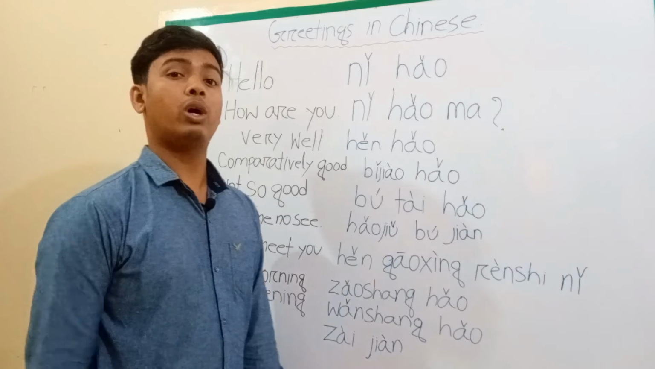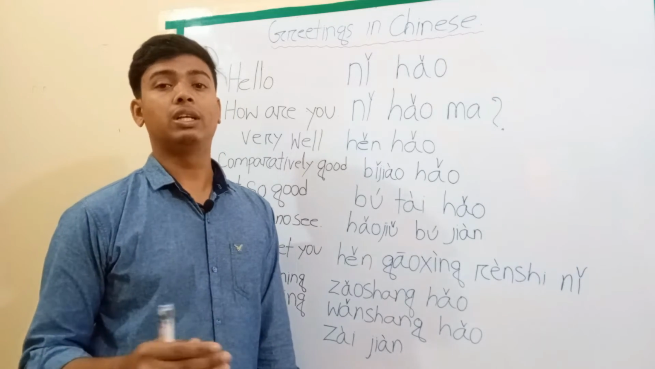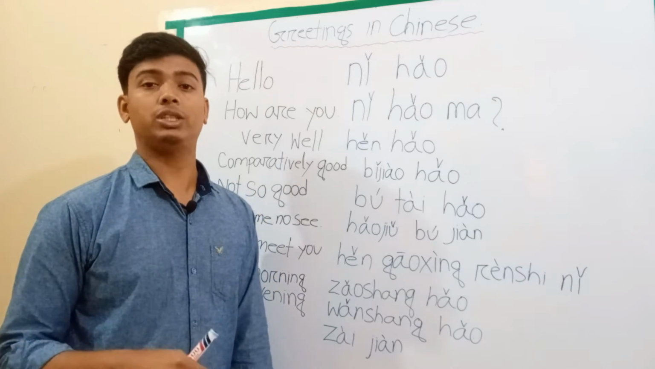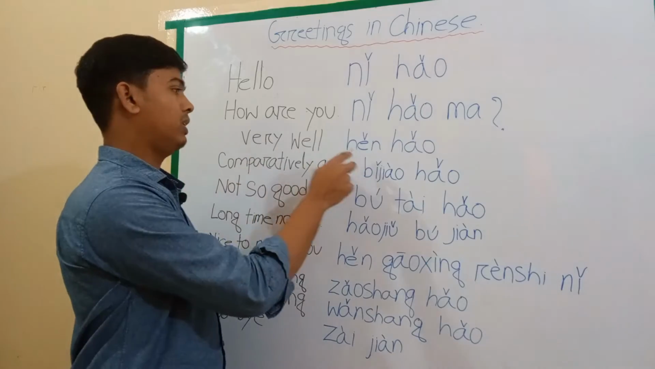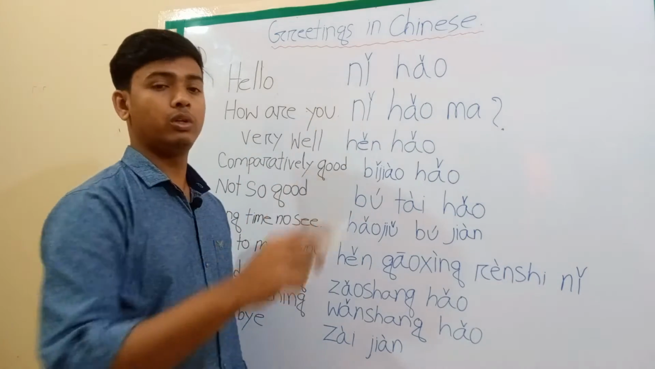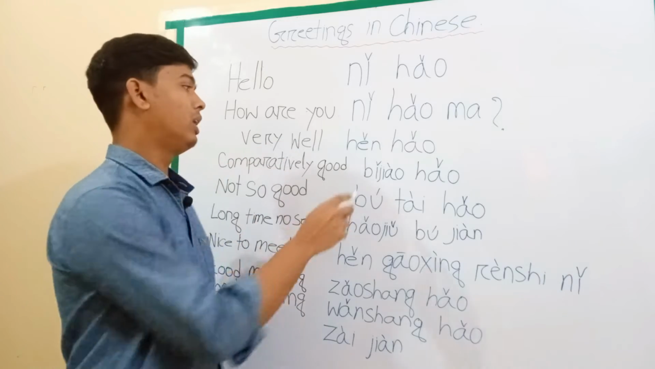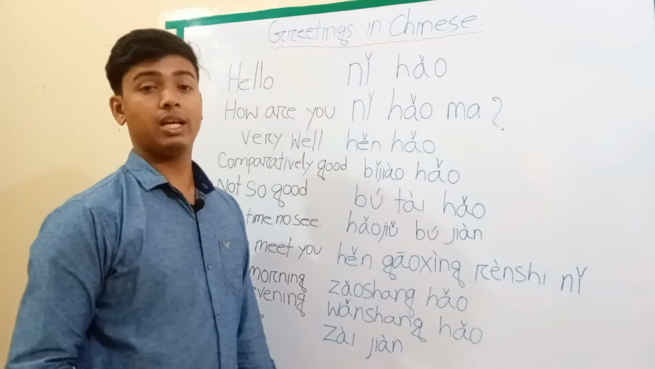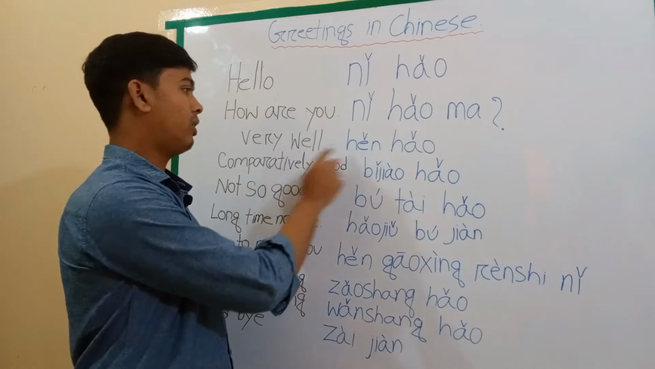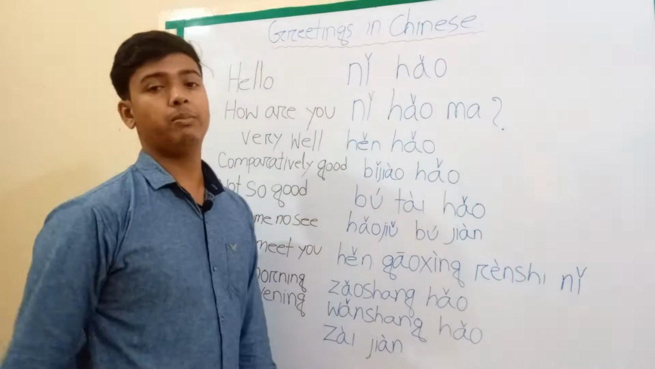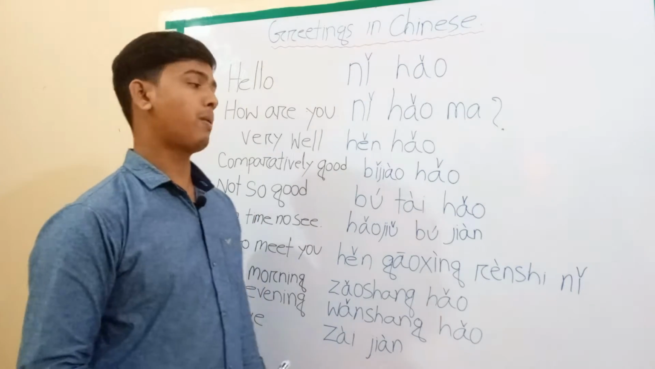When we ask someone how are you, the answer can be different, depending on the actual situation. Suppose you are good, then you can say very well: Hen hao. Hen means very or much. Hao means good or well. Hen hao means very good or very well.